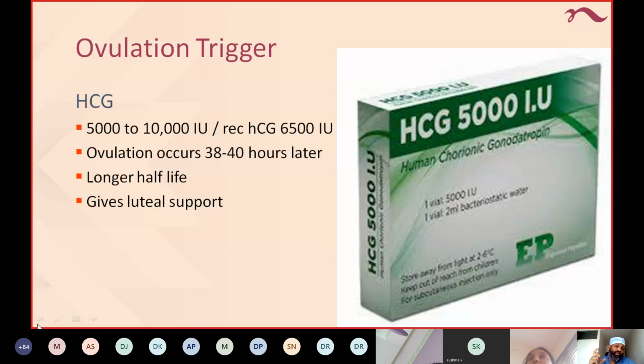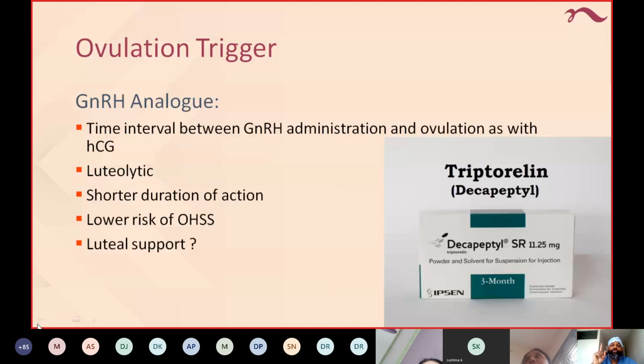But if there are more follicles, don't give HCG, because this causes hyperstimulation. Please remember, HCG injection is the one which is responsible for OHSS, ovarian hyperstimulation syndrome. So if you see more follicles, do not trigger with HCG. In that situation, remember to use a GnRH analog, that is triptorelin. The triptorelin injection is luteolytic, so it will not give a luteal phase support, because it will cause luteolysis, but that will not cause OHSS.